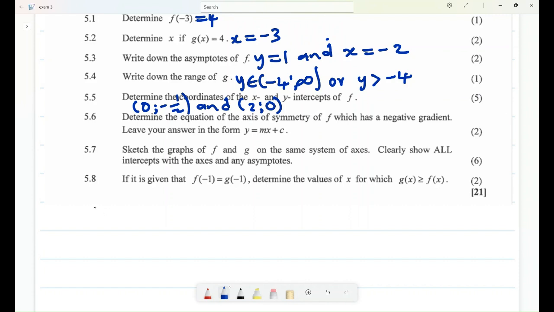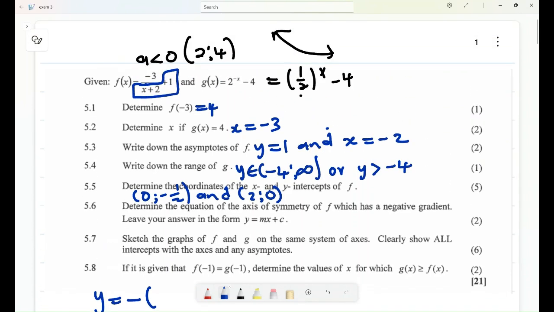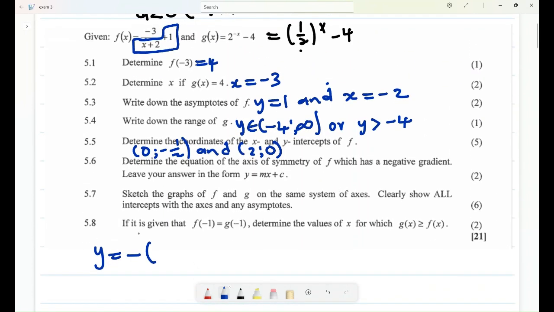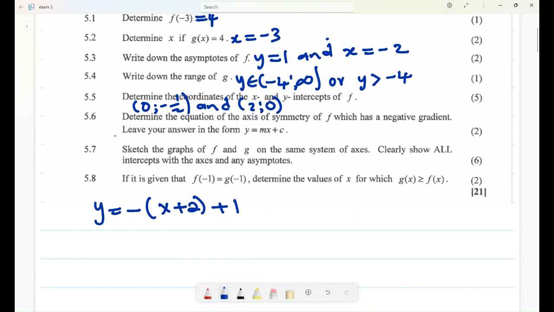So if it is a negative gradient, you're going to say y is equal to negative. What did you take at the bottom? It was x plus 2. But now, the plus 1, you just take it outside. Therefore, you just do your mathematical gymnastics. y is equal to what? Negative x, minus plus positive is negative, but divided by positive, it is negative. Negative 2 plus 1 is negative 1. So this is our answer.